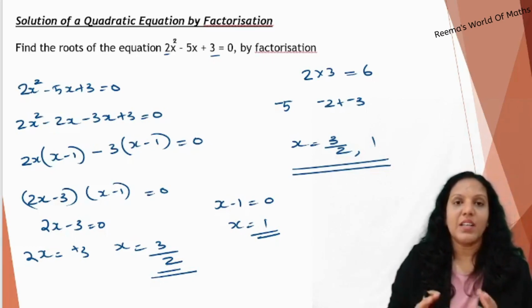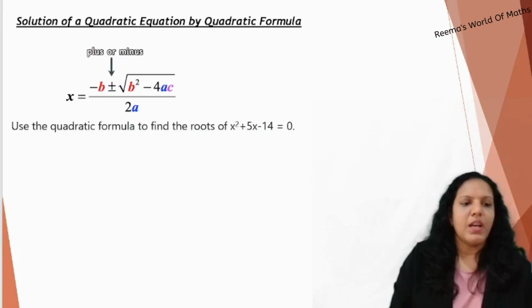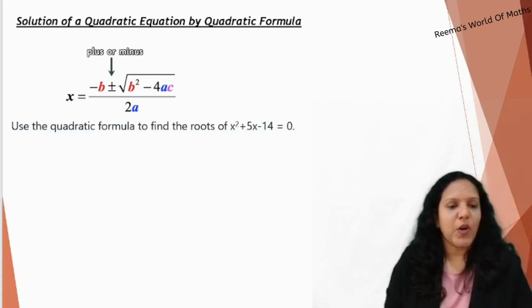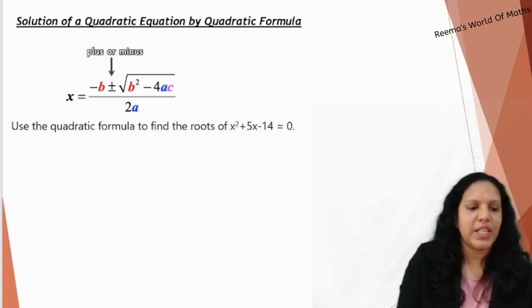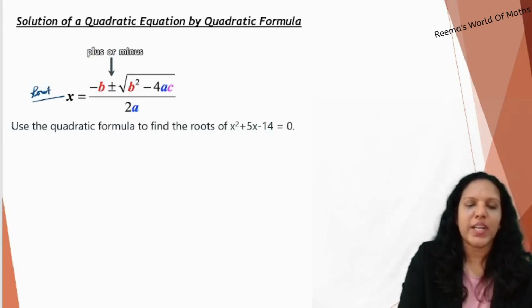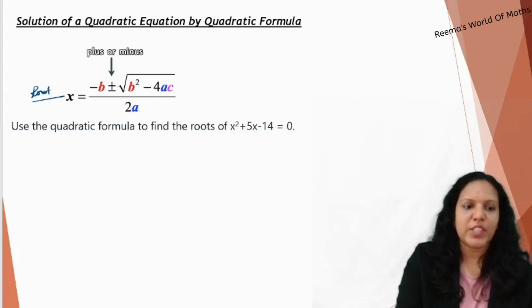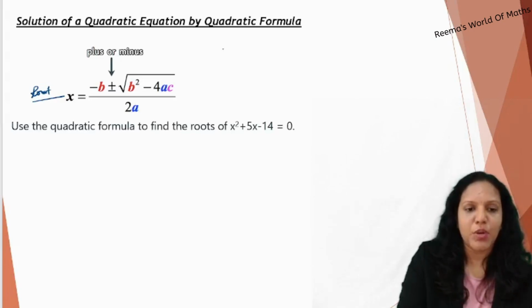So now let's see how to solve the equation by using the quadratic formula. So, the solution of a quadratic equation by the quadratic formula. We have a formula here: x, the root of the quadratic equation, is equal to minus b plus or minus the square root of b squared minus 4ac, divided by 2a. Here x is the root of the quadratic equation, which is in the form ax squared plus bx plus c equals 0.